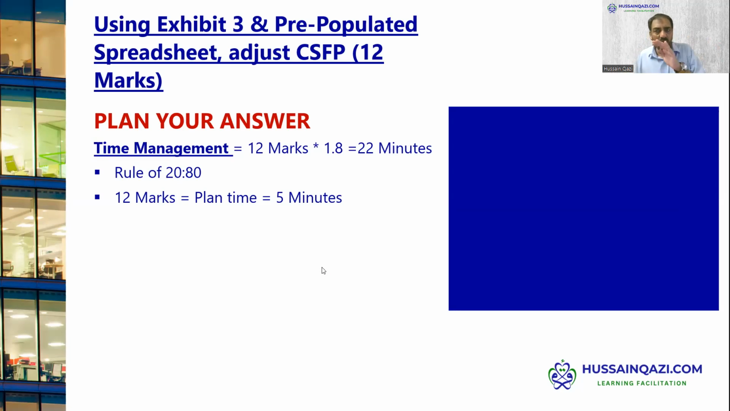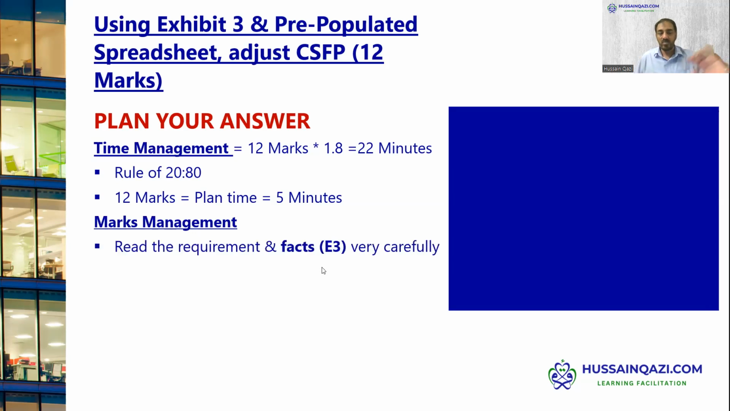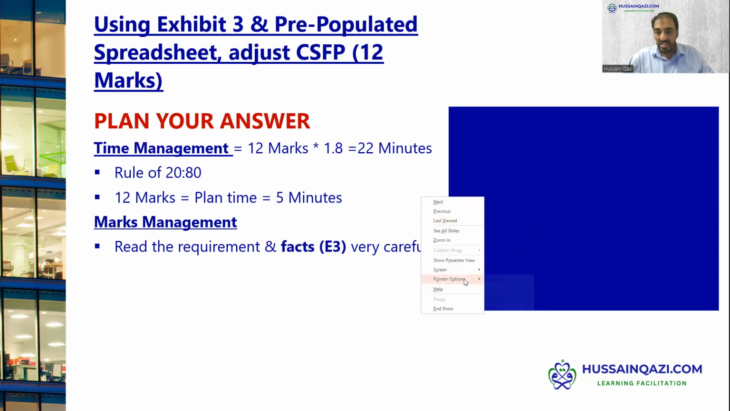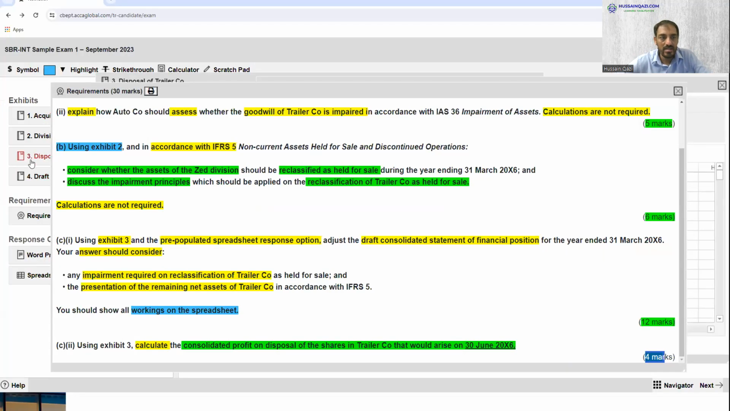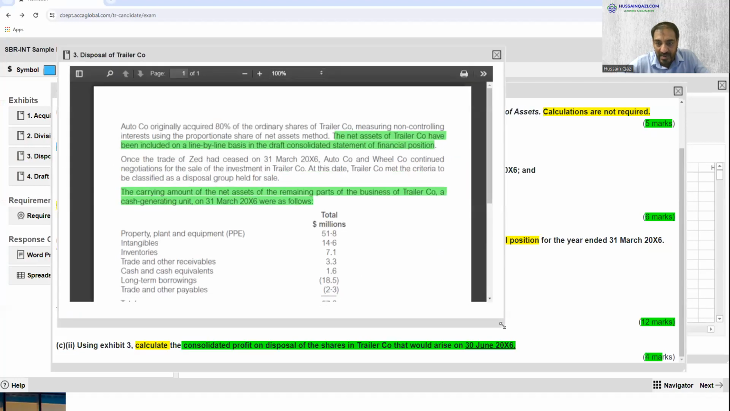for planning the question, including reading the requirement we have read and the details of exhibit 3 we need to read very carefully, plus brainstorming. So marks management number 1. Read the requirement, that we have already done. Read the requirement, and the facts with exhibit 3, very carefully. So let's read the exhibit. Here is the exhibit.